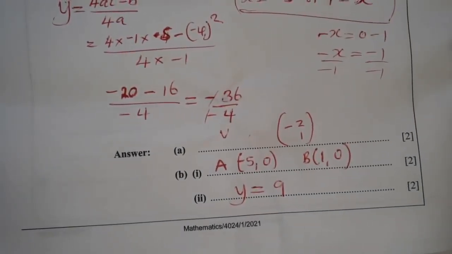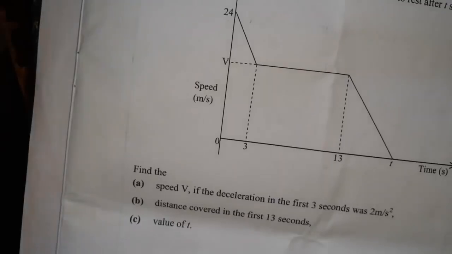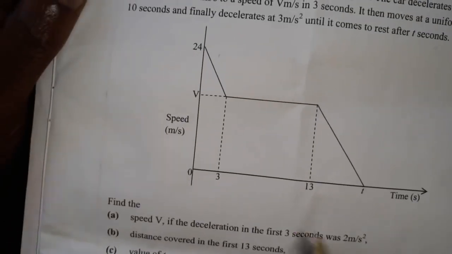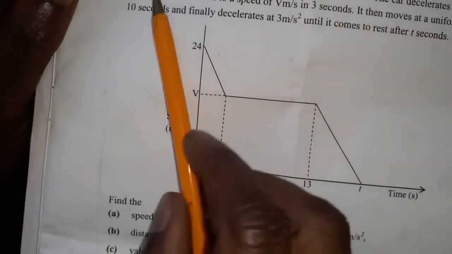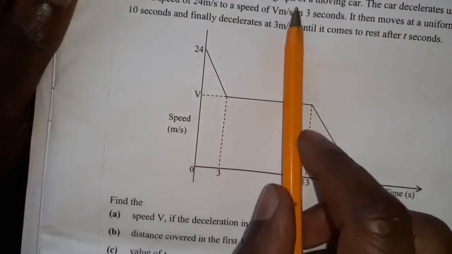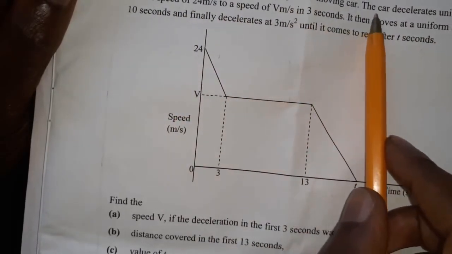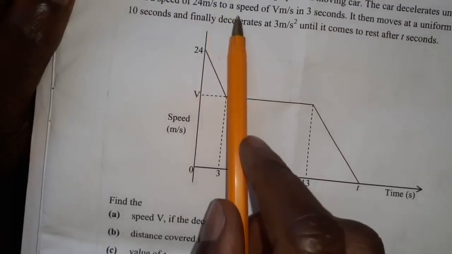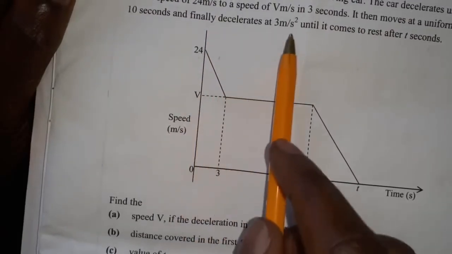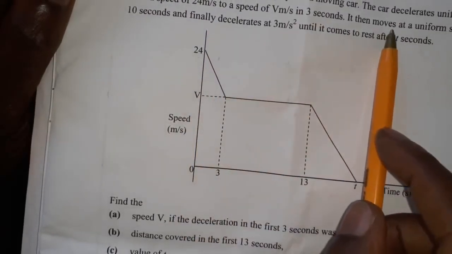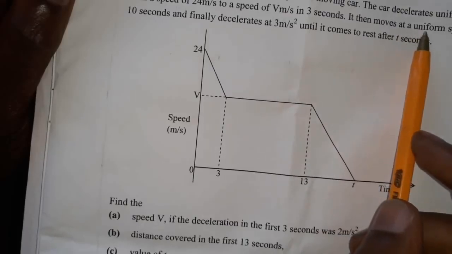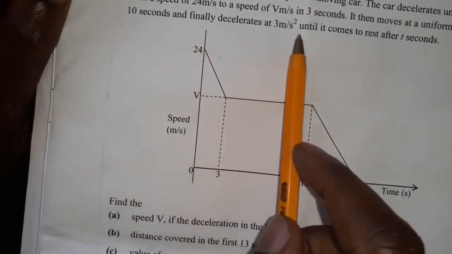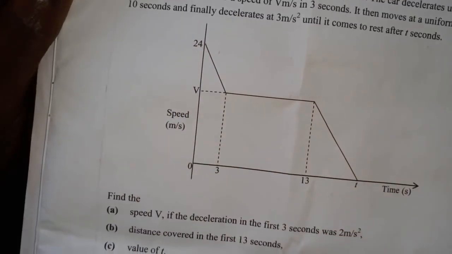We are remaining with the last one, and here we are. Read the question. The diagram below is a speed time graph of a moving car. The car accelerates uniformly from there to a speed of, in 3 seconds. It then moves at a uniform speed of 10 and finally accelerates until it comes to rest.